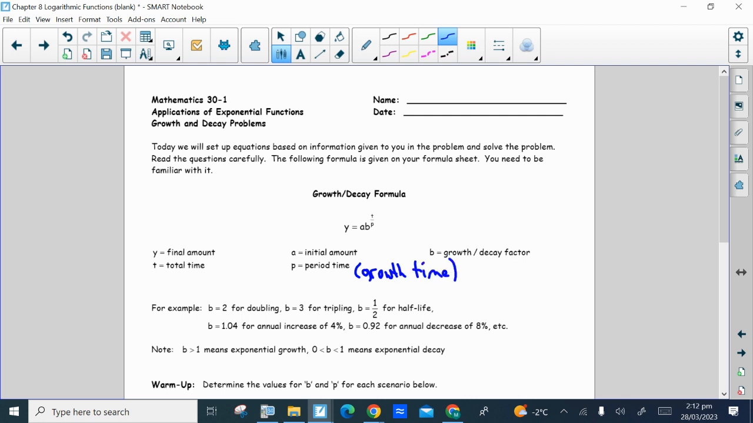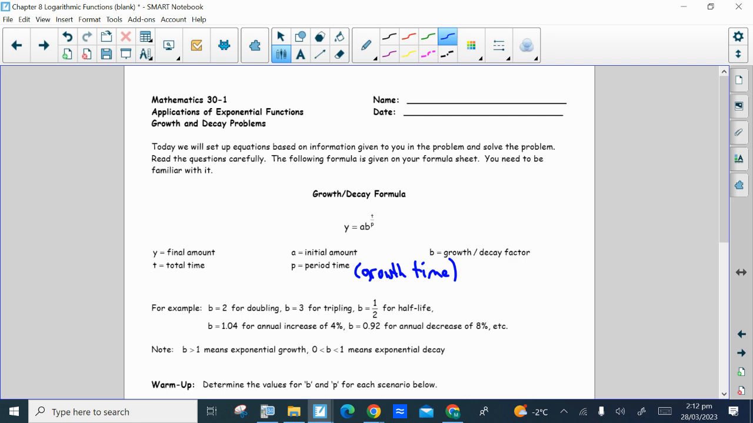All right, so if you have a scenario where, let's say, the number of bacteria are doubling, then B, the base, your growth factor, will be 2. If something is tripling, then B will be 3. If you have a half-life, where the amount of something is being decayed by a half every so often, then the base is a half. If you have an annual increase of 4%, like an interest question, B is 1.04 because it's 100% plus 4% more. That's where the 1 comes from.